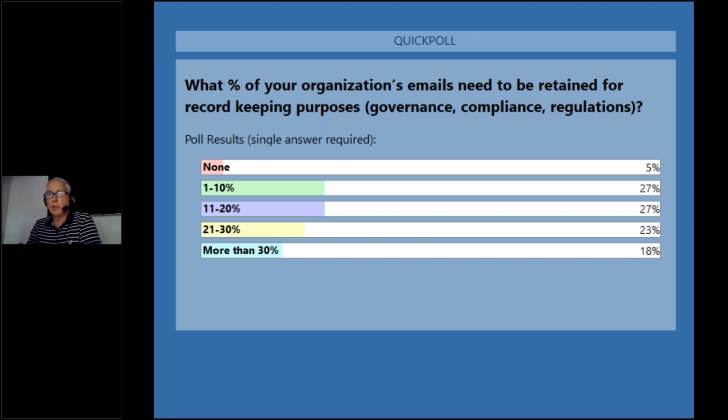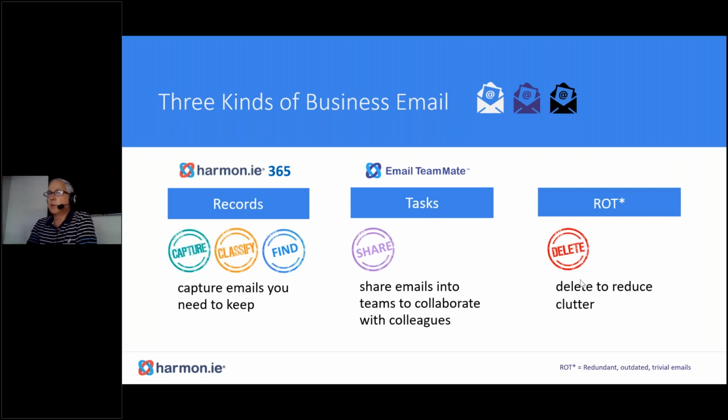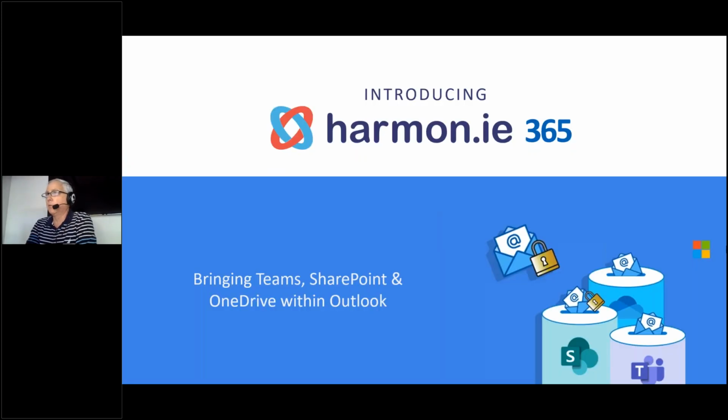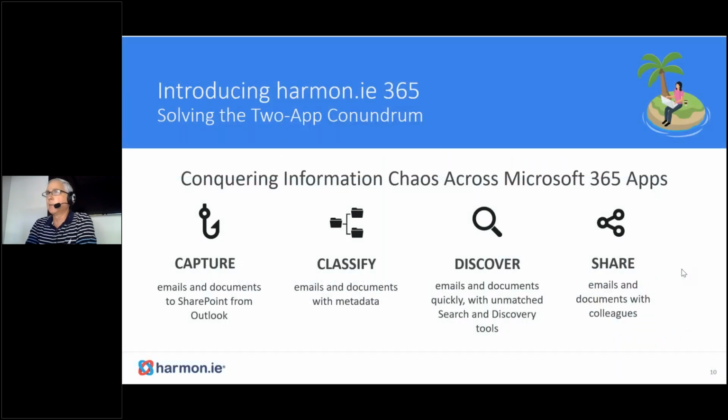So let's move on and talk a little bit about how you do that with the Microsoft tools that you already have. So we're going to be introducing Harmony 365, which is a new version of our Harmony Outlook sidebar, and it's key in bringing Teams, SharePoint, and OneDrive, all the Microsoft 365 data repositories together within Outlook, so that people don't have to toggle between different apps and can focus on the work directly from the place they spend their work time, which is still Outlook for the most part.